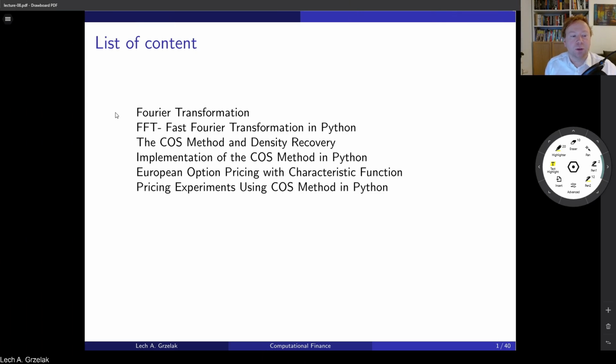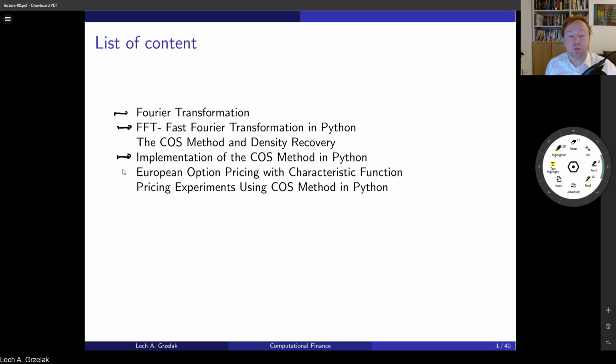First, I will start with a definition and a little bit of history of Fourier transformation. Then I will show you how to perform implementation in Python. We will look at different quality results depending on the settings of the fast Fourier transformation. Then we will move to the COS method and density recovery. I will make a comparison of the Fourier transformation method of FFT and the COS method. Again, I will show you how to perform implementation so that the implementation is also efficient.